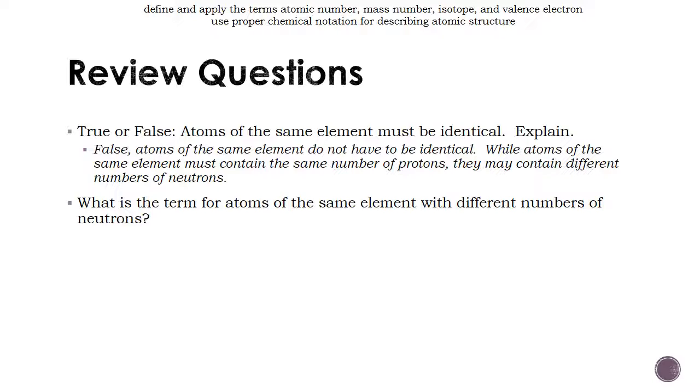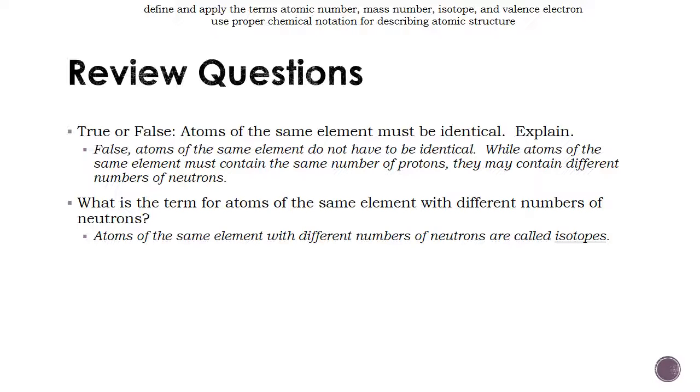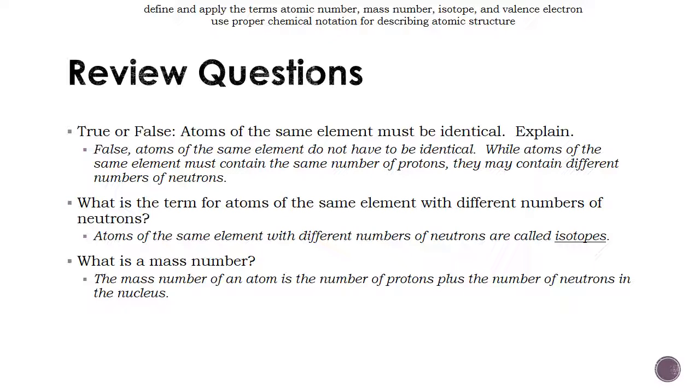Question 2, what is the term for atoms of the same element with different numbers of neutrons? Atoms of the same element with different numbers of neutrons are called isotopes. Question number 3, what is a mass number? The mass number of an atom is the number of protons plus the number of neutrons in the nucleus.